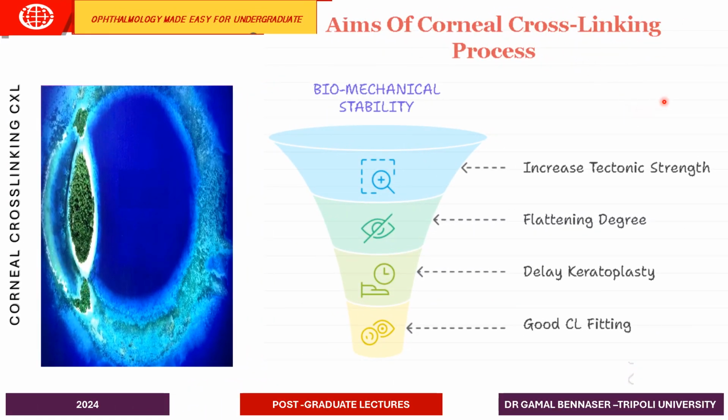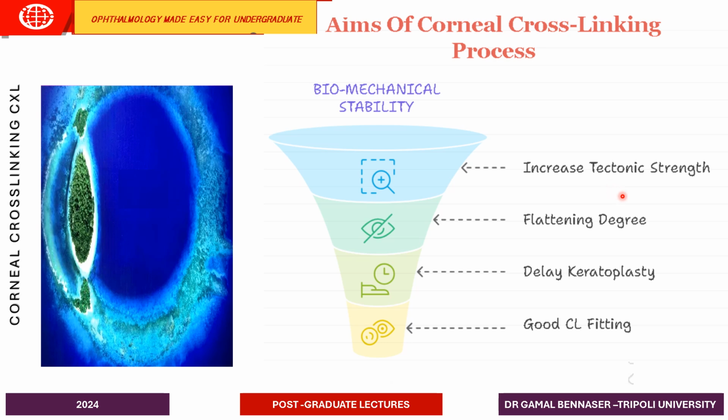Now, if we look at the aim of cross-linking, after understanding the biochemical reaction that happens in the cornea and the bonding between the collagen fibers, the main aim is to increase the elastic modulus of the cornea so that it becomes stiffer, and this will increase the tectonic strength of the cornea. By increasing the tectonic strength of the cornea, we will arrest the progression of the disease and we will improve the bulging and the thinning of the cornea.